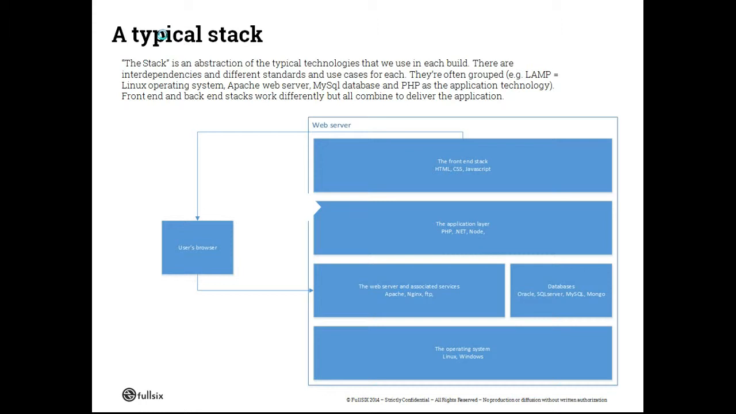So LAMP is one of the most common ones. That is Linux on the bottom, Apache as the web server, MySQL as the database, and PHP as the application technology. So LAMP is a standard, and you'll meet people who describe themselves as LAMP developers. WordPress is largely built on LAMP. There are others, though. .NET is obviously very common. ASP, Ruby, you'll come across, which is awesome.